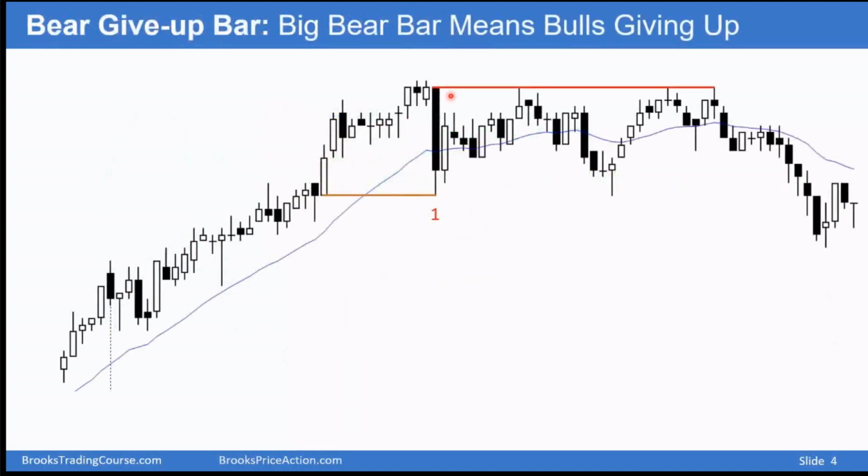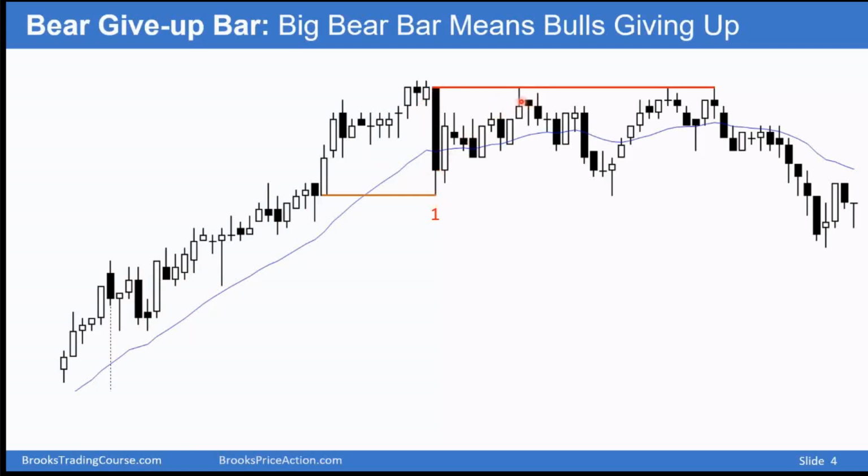Pretty strong bull trend, small pullback bull trend. And then we got a surprisingly big bear bar. Therefore, the bulls, as this bar was forming, were giving up. When that happens, the bulls who did not exit are confident now the market is going to have at least a small second leg down.